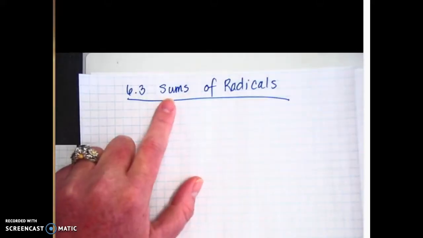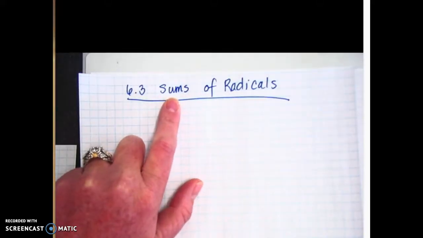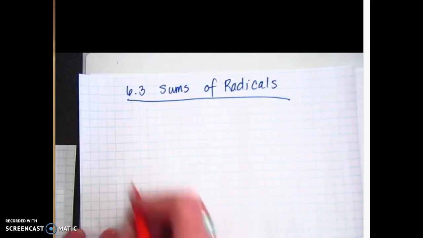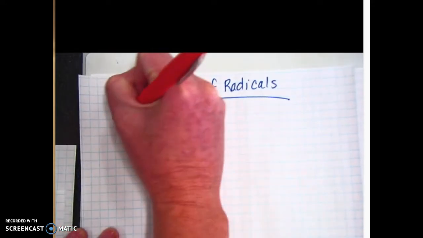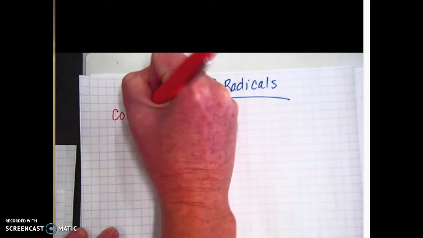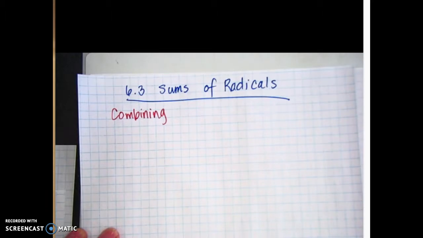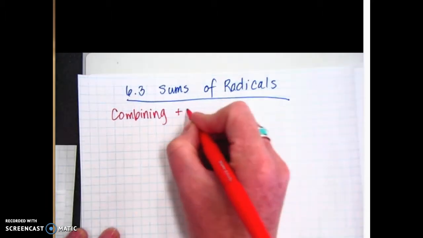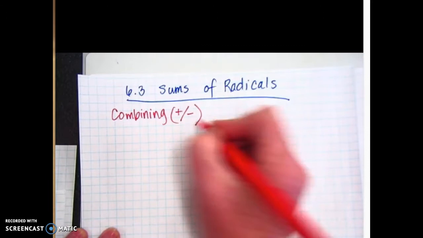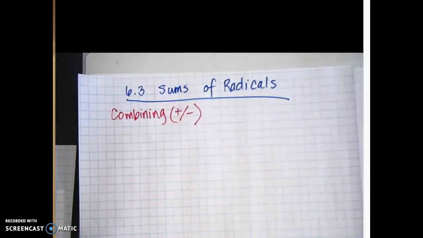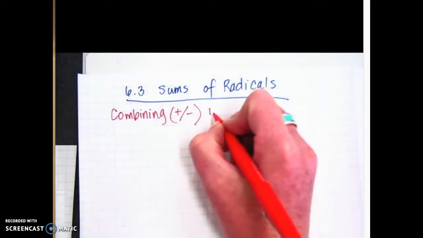So the book uses the word sums of radicals, but what it really is, and what I wish it was titled, was combining radicals, okay? And so that could be either adding or subtracting. Even though it says sums, it should maybe just say sums and differences. But in order to combine your radicals, you need to have two things.